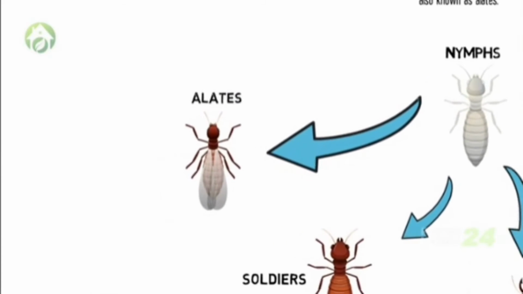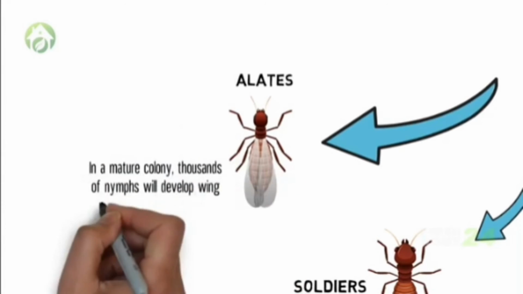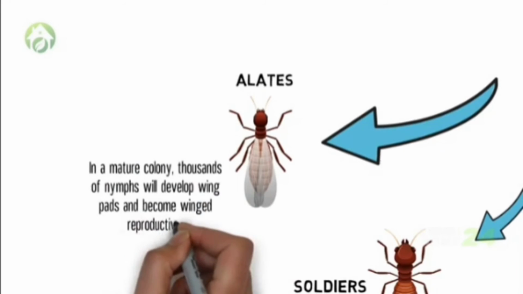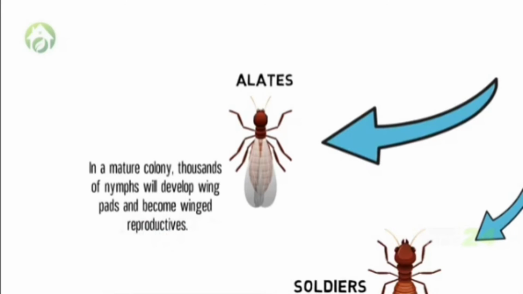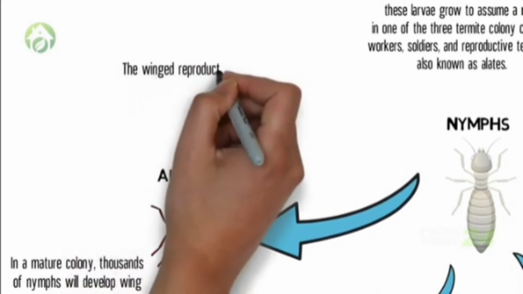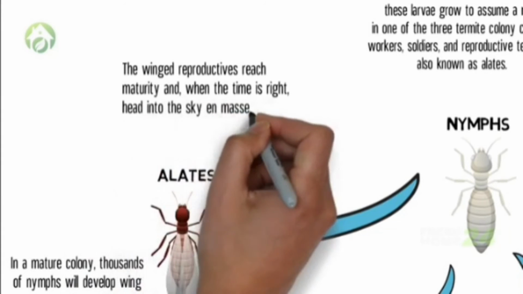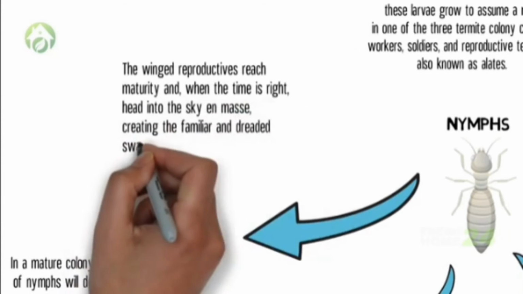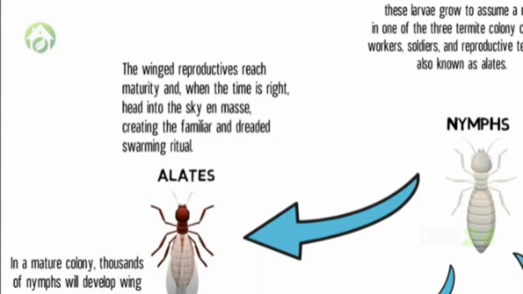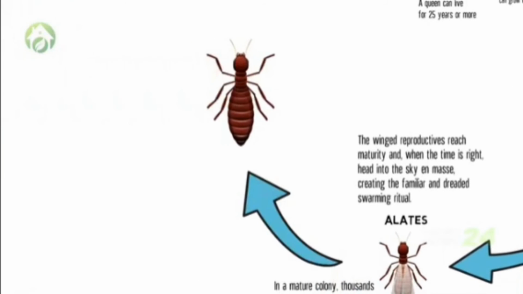Winged reproductives, or alates. In a mature colony, thousands of nymphs will develop wing pads and become winged reproductives. They grow long, fragile wings and feed themselves, waiting for swarming season. The winged reproductives reach maturity and, when the time is right, head into the sky en masse, creating the familiar and dreaded swarming ritual. They fly away from their home colony, toward any light source, then fall to the ground.